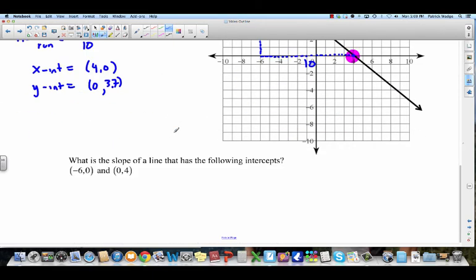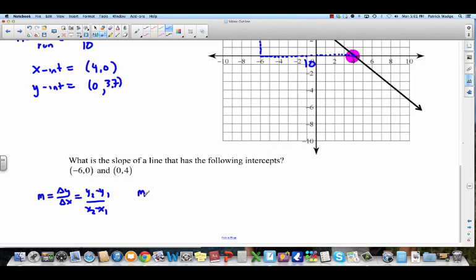Done. Last question. What's the slope of a line that has the following intercepts? -6, 0, and 0, 4. There's a bunch of questions like this in the homework. It's no different than what you did before. When you know the points, like you don't have a graph, you just have the points, we use change in y over change in x, or if you want, y2 minus y1 over x2 minus x1. So just pick one of the points. How about I'll start with this one.